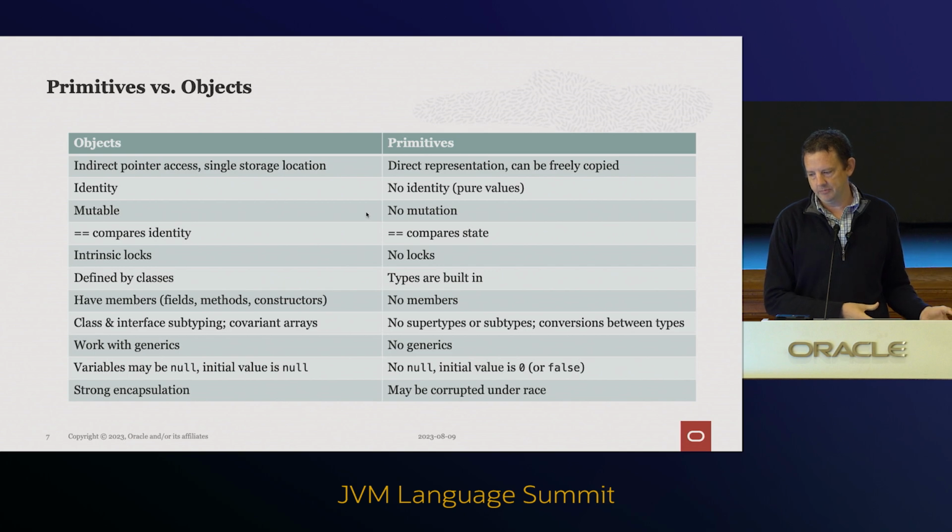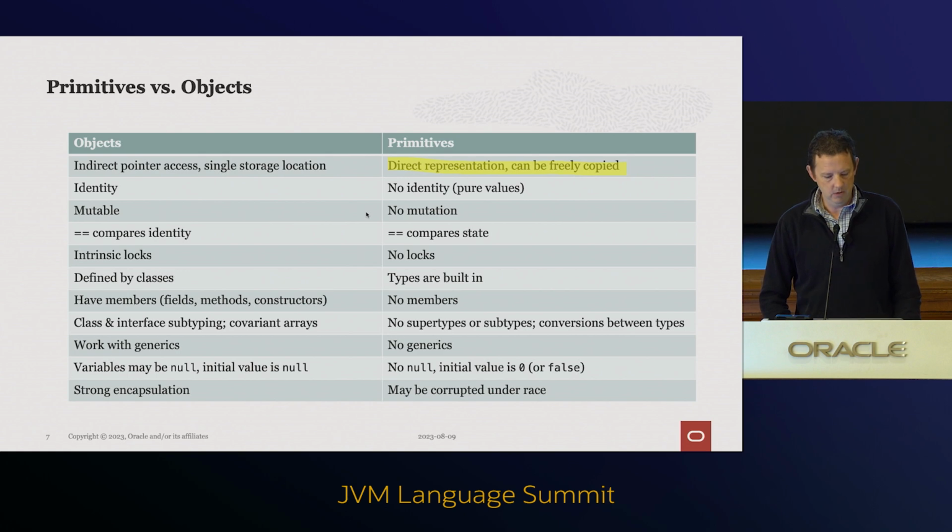Strong encapsulation for objects. It's weaker for primitives in one particular way, which is with races. The spec allows longs and doubles to be corrupted. So yeah, that's a long list, a lot of differences, and we kind of want to rationalize all these and make sure that the things that are on this list are significant and things that we want to hold on to. I want to highlight that direct representation piece.